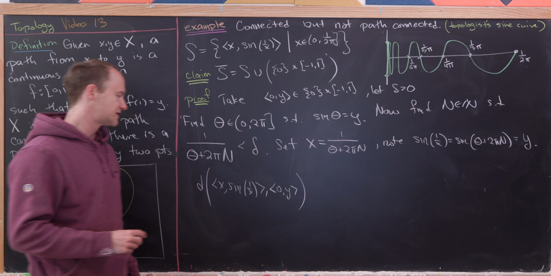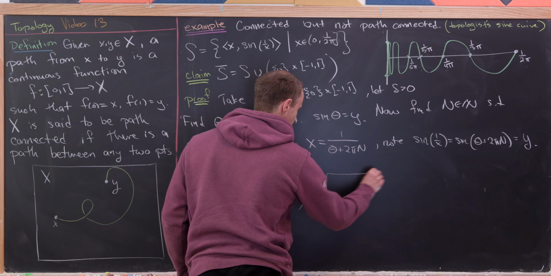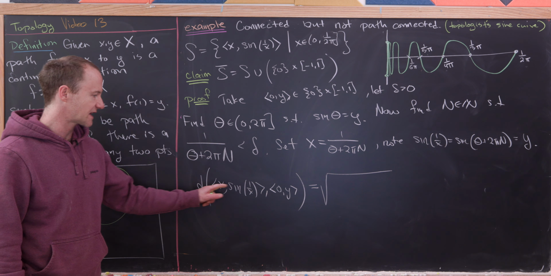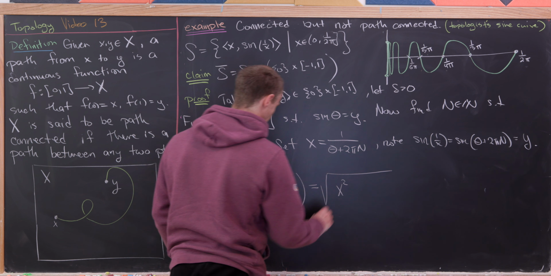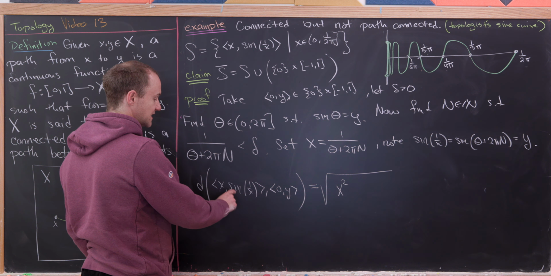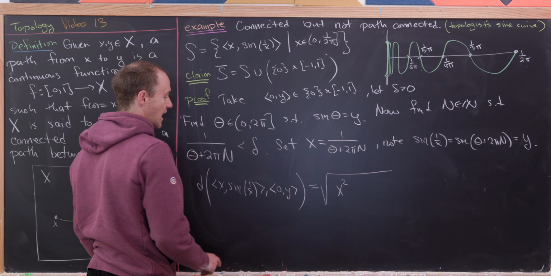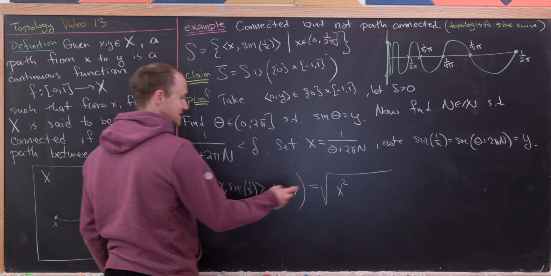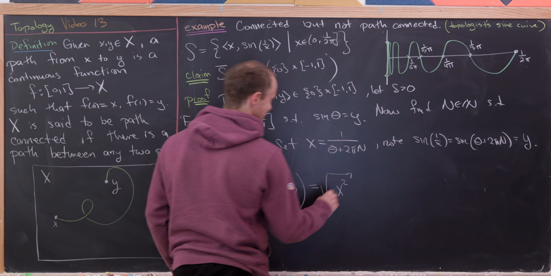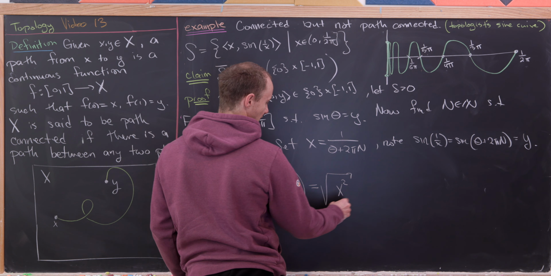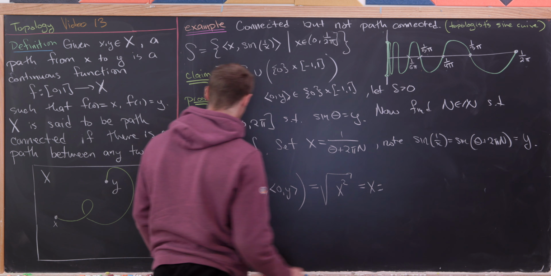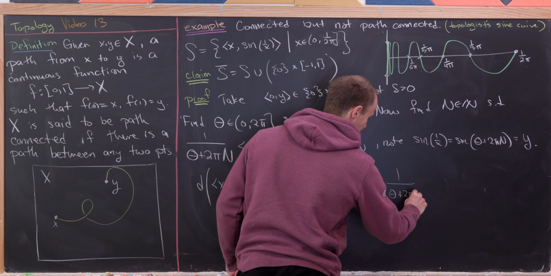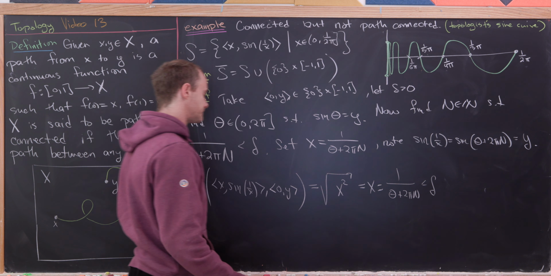Okay, so anyway, let's do the calculation here, just using Euclidean distance. It's going to be the square root of (x minus 0) squared, so that's x squared, plus (sine of 1 over x minus y) squared. But notice sine of 1 over x is simply y, so that difference is 0. So we simply get the square root of x squared, which is equal to x, which is equal to 1 over (theta plus 2 pi n), but that is less than delta.